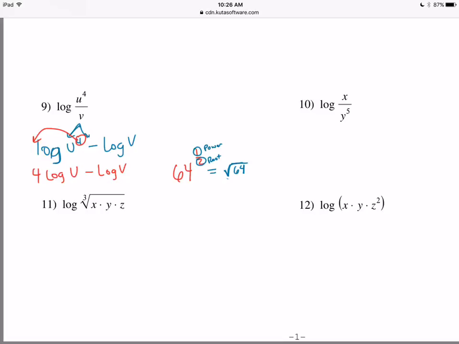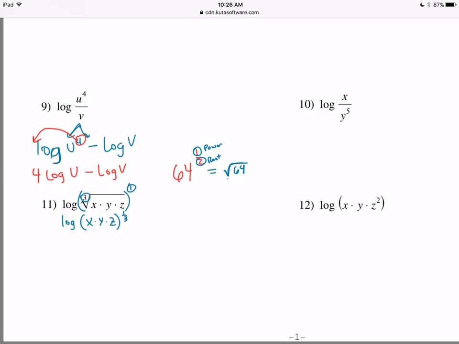So in this case, notice how on number 11, it's the cube root of x times y times z. Again, this should be all to the first power. I can actually rewrite this logarithm to look like this. So I can do log of x times y times z all to the 1/3 power, right? Because if it's a cube root, 1 is the power, 3 is the root. So I can rewrite it to the 1/3 power.